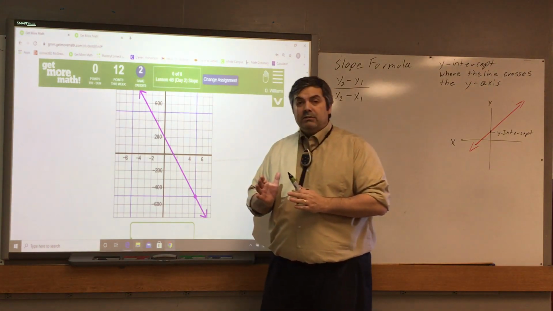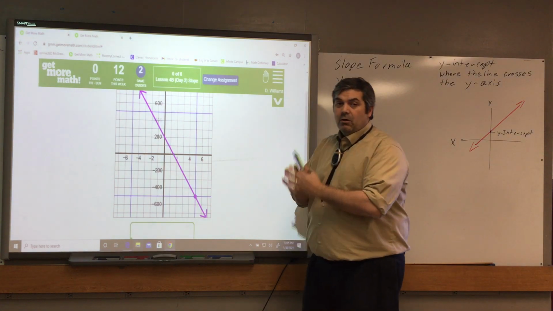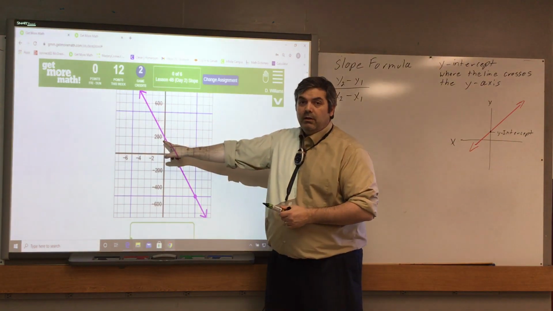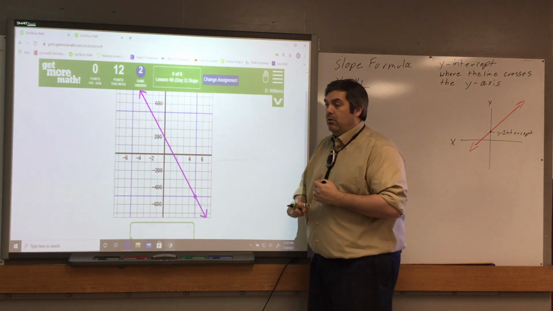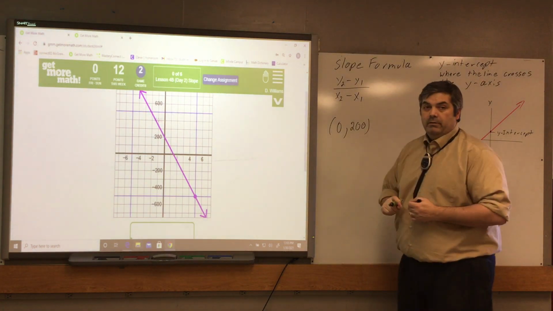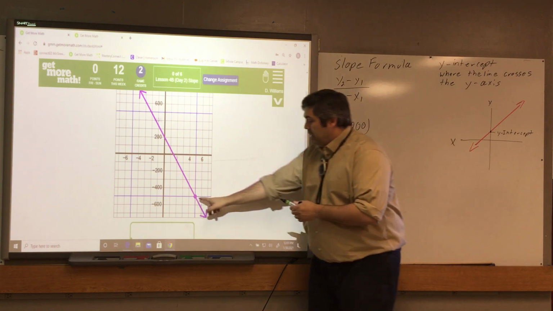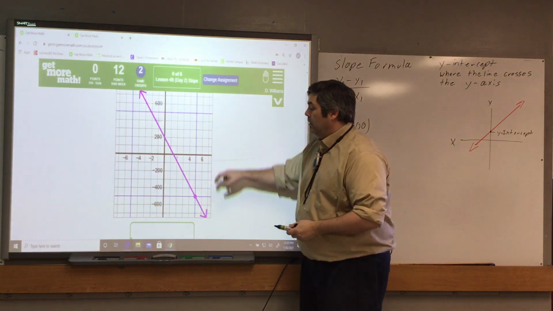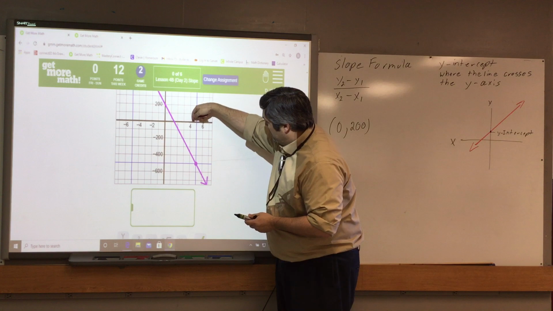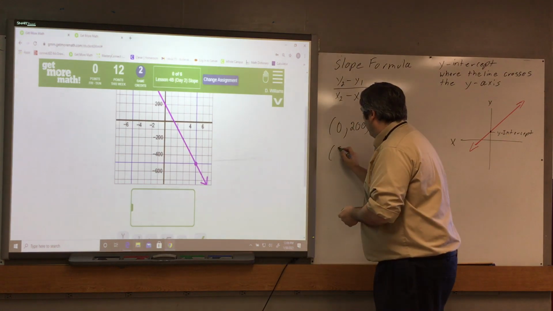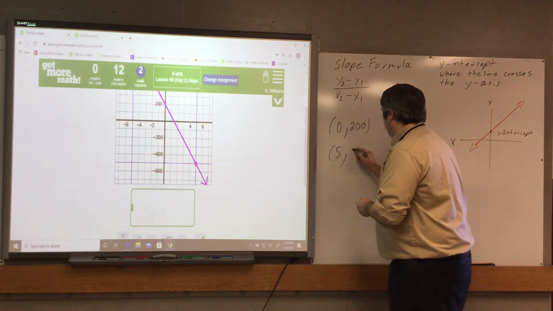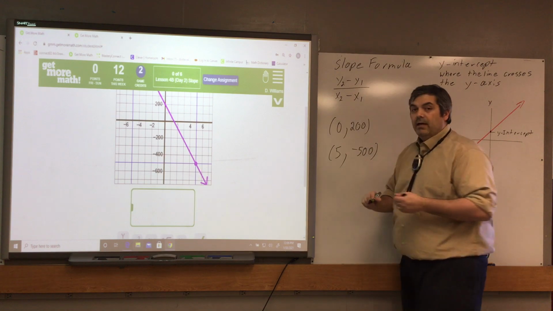So that's what we're going to do here. What we know about the y-intercept is that the x is always 0 on the y-intercept. So here, I know that this line crosses through that 200, and I know that the x is always 0 on that one. So here, 0, 200. Now all I have to do is go down here and get another point, another ordered pair. So do the x. Come over here, x is 5. Down, y is negative 500. And that's okay.